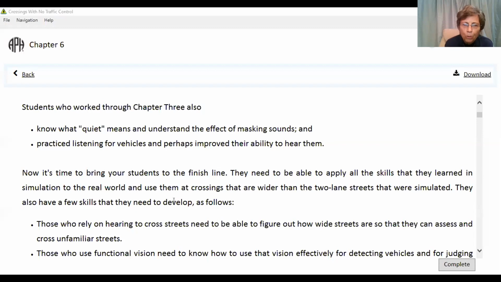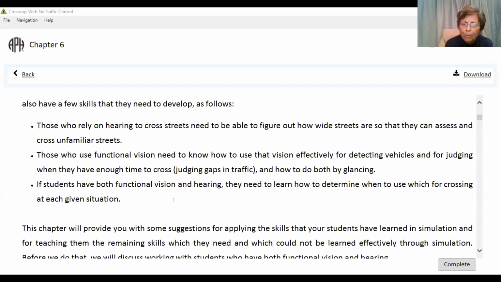They also have a few skills that they need to develop, such as those who rely on hearing need to be able to figure out how wide the street is by listening. Those who have functional vision need to know how to use that vision efficiently. And if students have both vision and hearing, they need to learn how to determine when to use which.